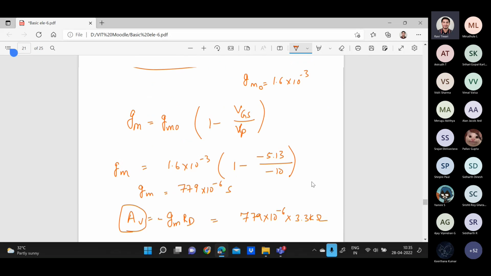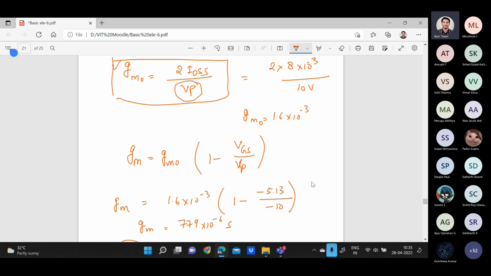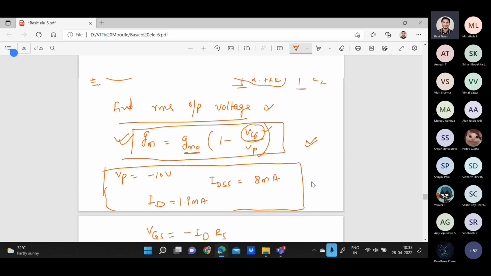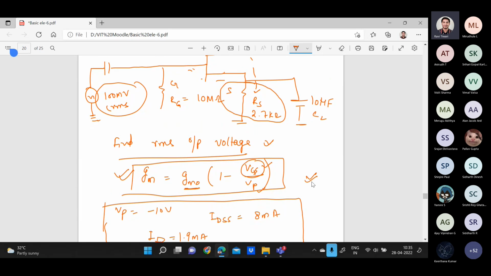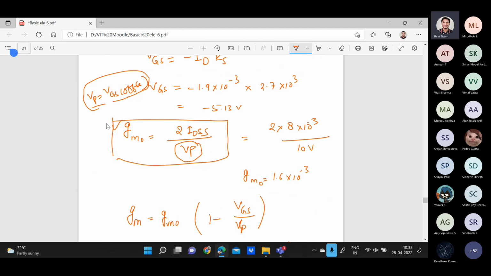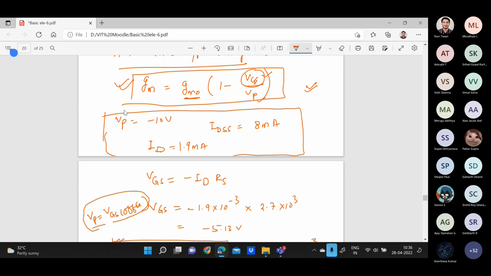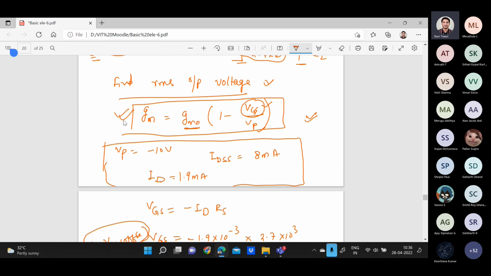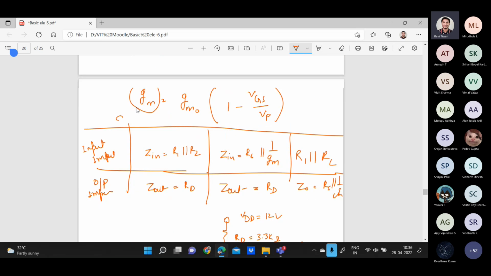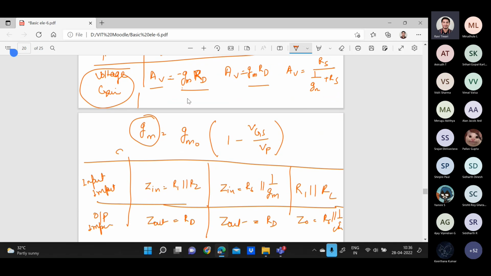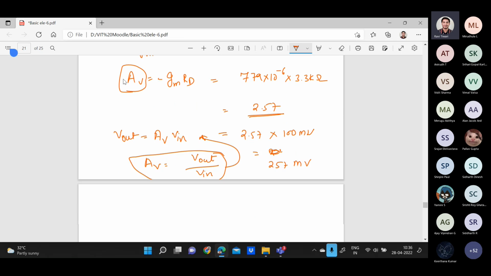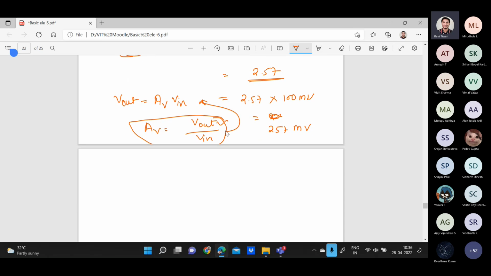So these are the types of question which are possible from here. They will provide you the value of VP. You can go with this GMO formula and find out the value of GM, the transconductance. This table is very important. If you know the GM, you can find out the voltage gain, and voltage gain is V out by V in. So if you know the value of V in, you can find out the value of V out. One more question which is near to it.